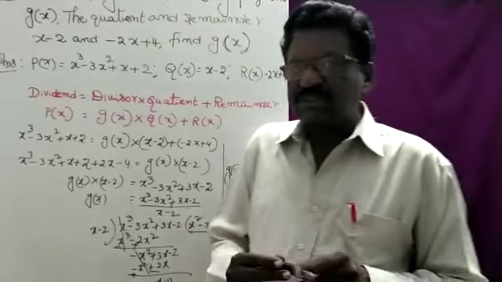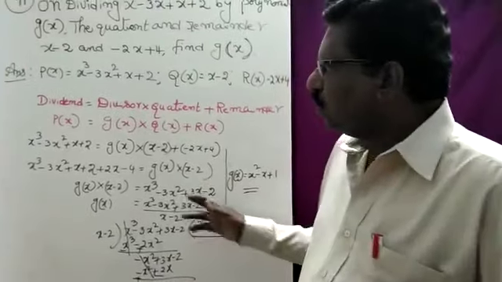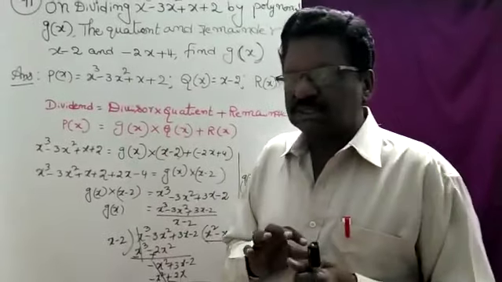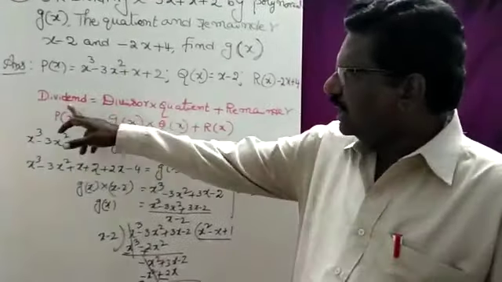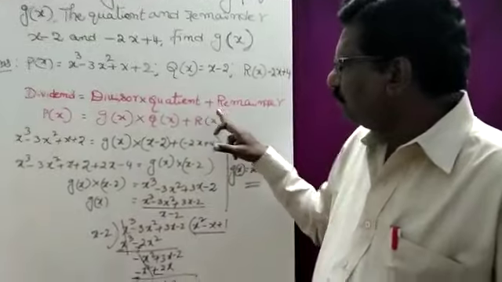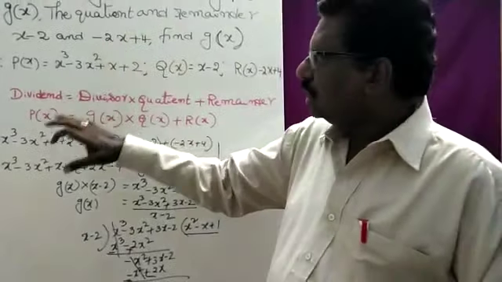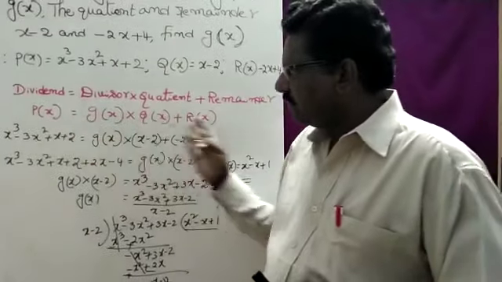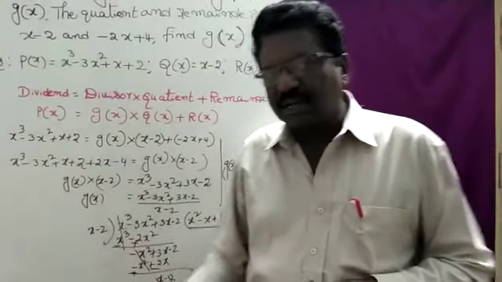This is the 4 marks question, students. You have to practice at home. You have to write neatly on the answer sheets. They will attract marks. So, dividend is equal to divisor into quotient plus remainder. This is the formula. What they give? P of x, Q of x, R of x. You have to substitute in this equation and simplify it. You will get the answer.